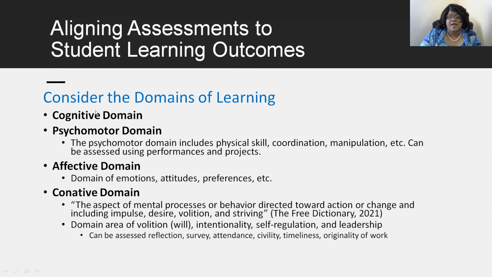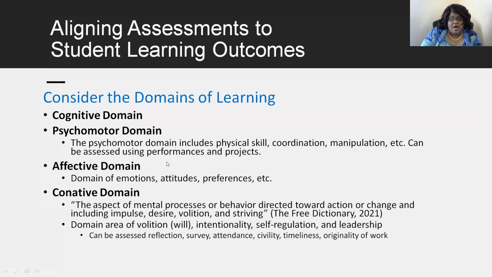And we spent quite a bit of time talking about the cognitive domain in the first part of the presentation as it relates to Bloom's and Fink's, and you'll have those taxonomies. And we're very familiar with that. And Bloom's also goes into the psychomotor domain, as well as the affective domain. The psychomotor domain includes the physical skill, coordination, manipulation that can be assessed through performances and projects, for example. We have the affective domain, and that's our emotions, attitudes, and preferences.